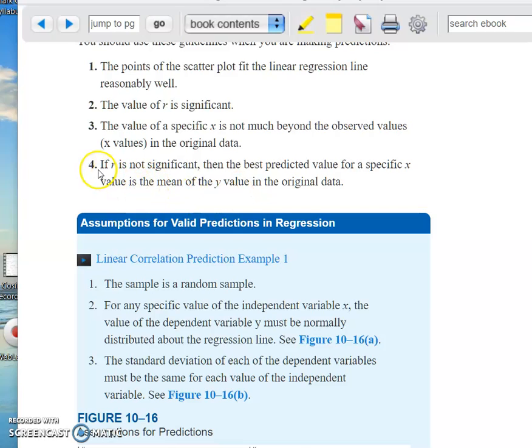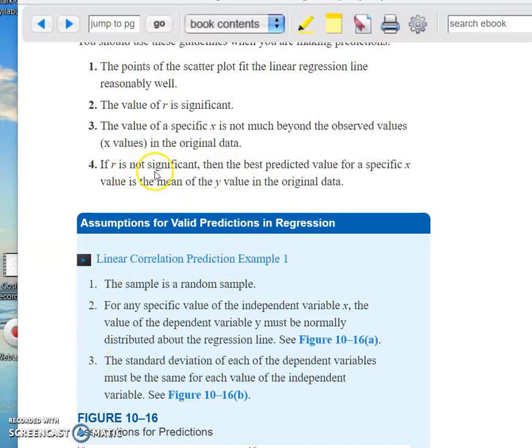And then this is for the situation where r is not significant. If you have a correlation coefficient, but it's not significant, if it doesn't pass the hypothesis testing, then the best that you can do, the best predicted value for a specific x value, is the mean of the y values in the original data.